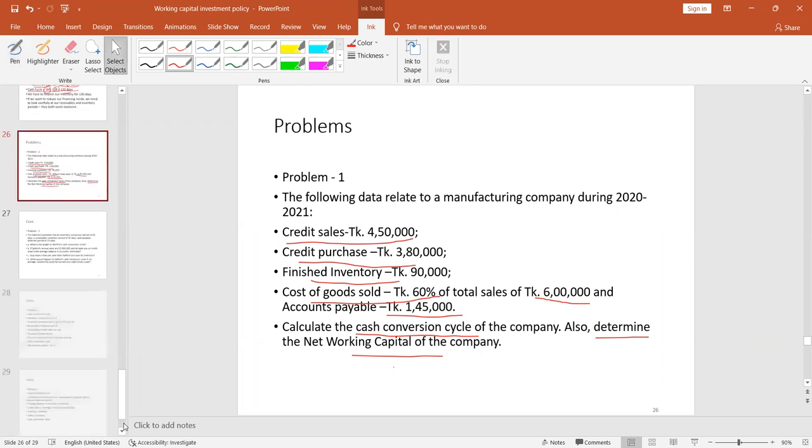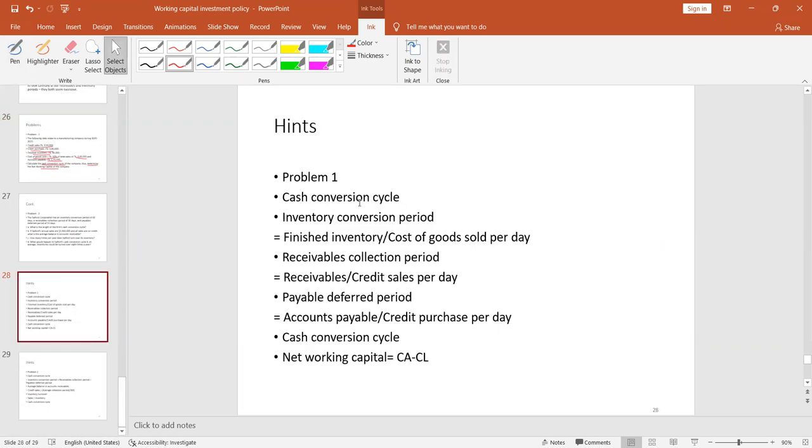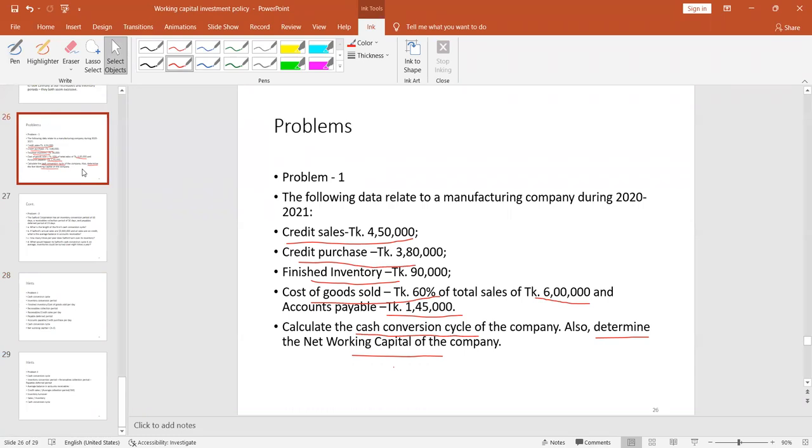Now, what is the clue? Go to the clue first. Note it. Sir, there is no accounts receivable in it, should I take it as zero? What do you think? You don't have accounts receivable here? Credit sales. Brilliant. Who said credit sales? So credit sales is your accounts receivable. You see how many times I have mentioned that when you have sales on credit, that is your accounts receivable. So credit sales is your accounts receivable.